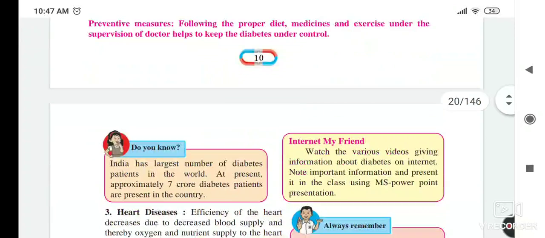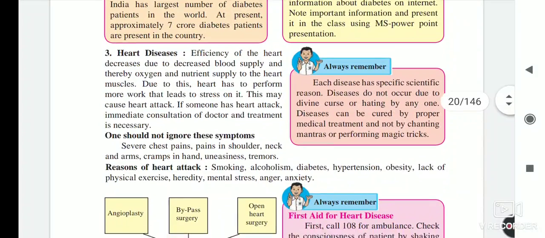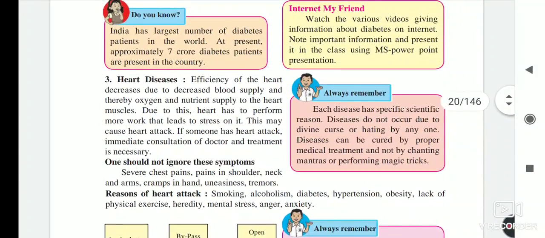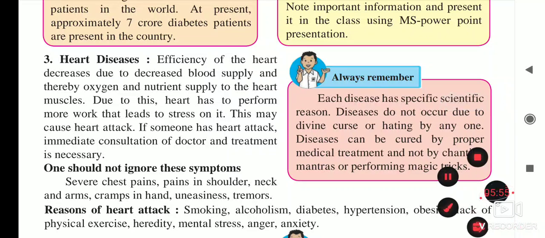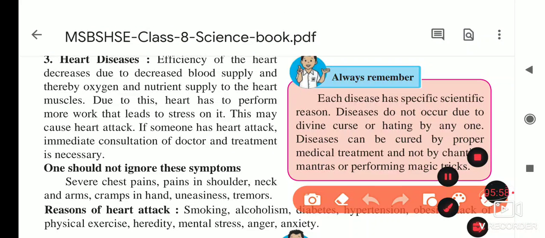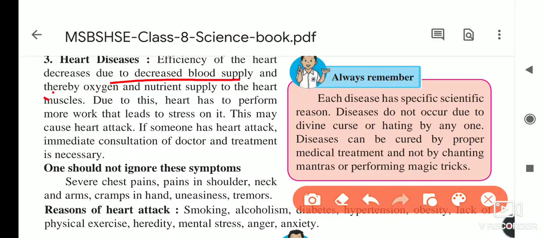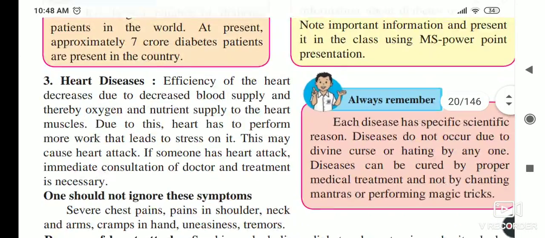Okay. And now the fourth one is heart diseases, and for that also you have to write the symptoms of heart diseases. So what are the symptoms of heart diseases? The efficiency of the heart decreases due to a decrease in blood supply, and thereby the oxygen and nutrient supply to the heart muscles. Due to this the heart performs more work, which leads to stress, and this may cause a heart attack. If someone has a heart attack, we have to consult a doctor immediately.